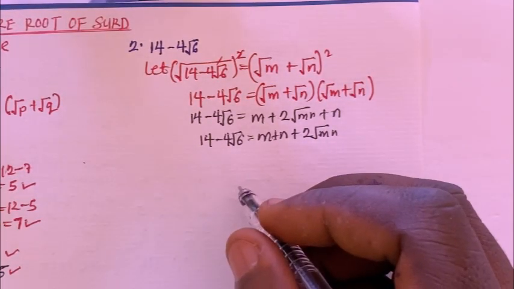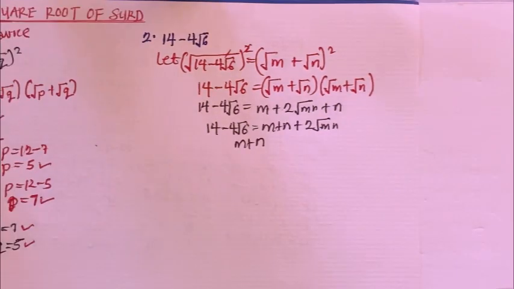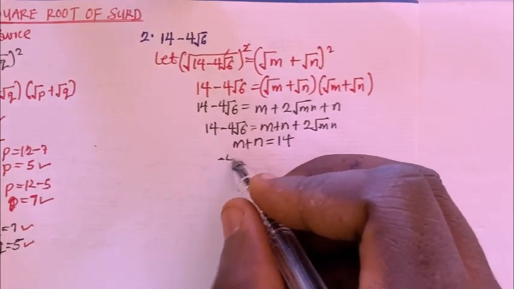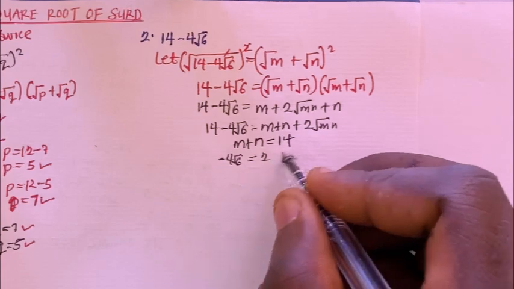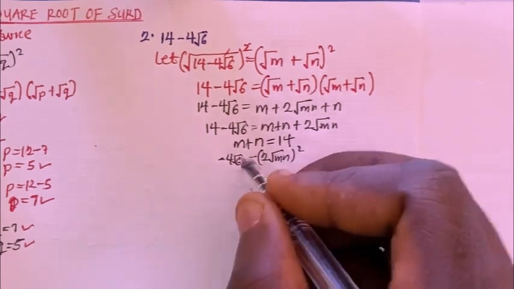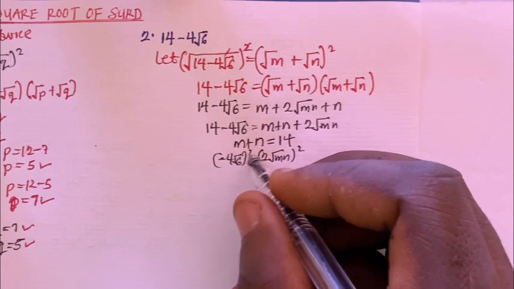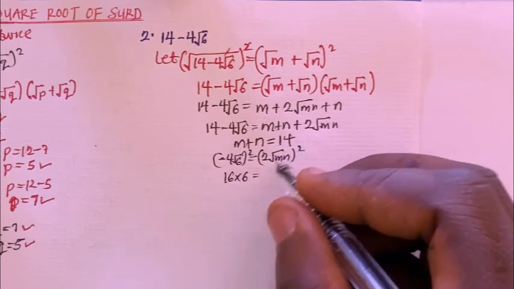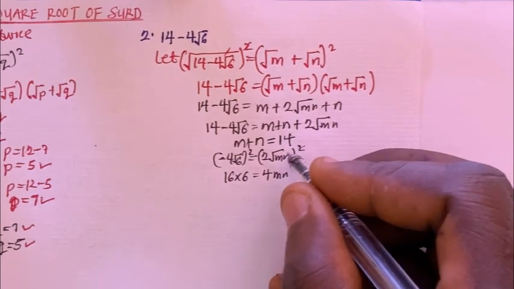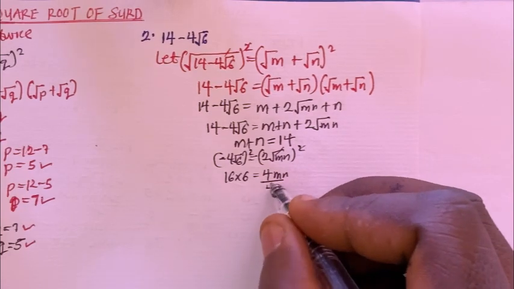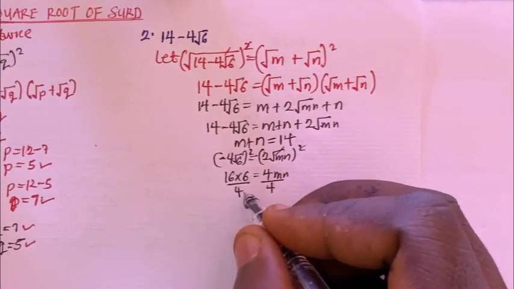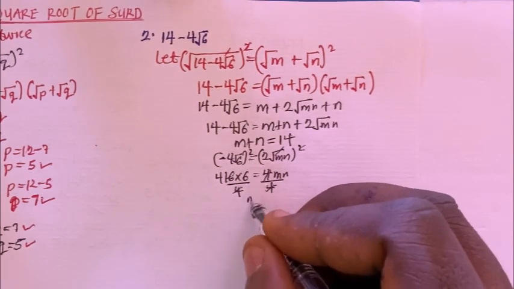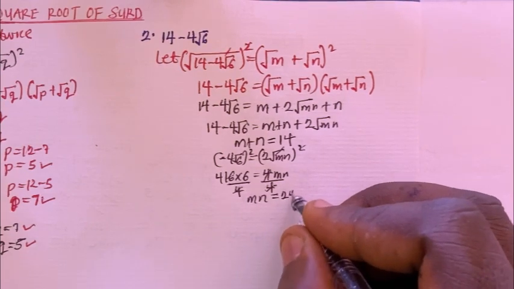Then let's just use the rules of equality. So in this case, m plus n will be equal to 14, and also we are going to have minus 4 root 6 equals 2 root mn. Then let's just square both sides. Here we are going to have minus 4 squared giving us 16, multiplied by 6, which equals 2 squared, that's 4 mn, because the square cancels the root. So here we can just divide both by 4. So 4 multiplied by 6 is actually 24. So here we're going to have mn equals 24. Check it now.